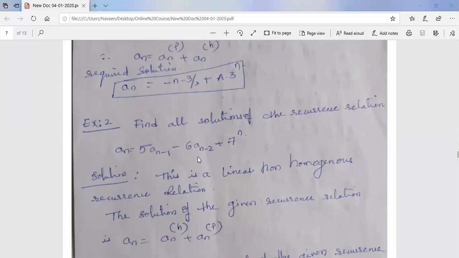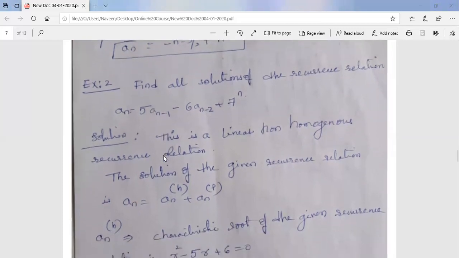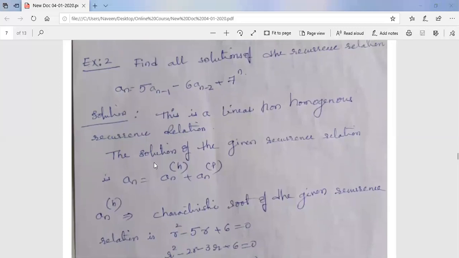If it is a linear non-homogeneous recurrence relation, the solution of this recurrence relation will contain two parts. First part is the homogeneous solution and second part is the particular solution. So first you need to find this homogeneous solution. Later we can find the particular solution. The sum of these two values will give you the total required solution of the given recurrence relation. So first I'm trying to find the homogeneous solution.